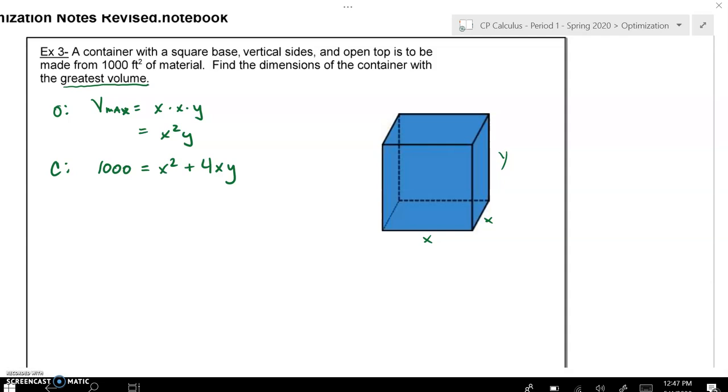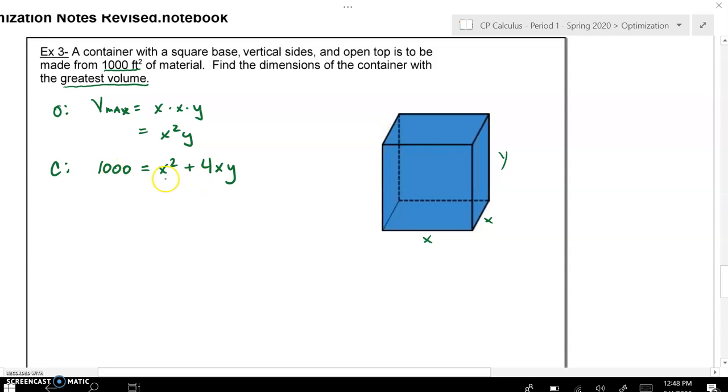All right, what is my constraint? My constraint is basically the amount of material that I have given to me here, 1,000 feet squared of material. Feet squared should be a dead giveaway that that is an area. Okay, that is the surface area essentially of the box. All right, so how do I lay that out? Well, the 1,000 is my actual area that I have to work with.